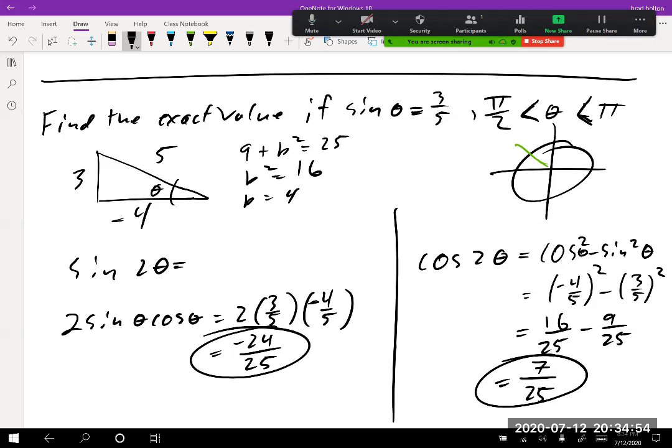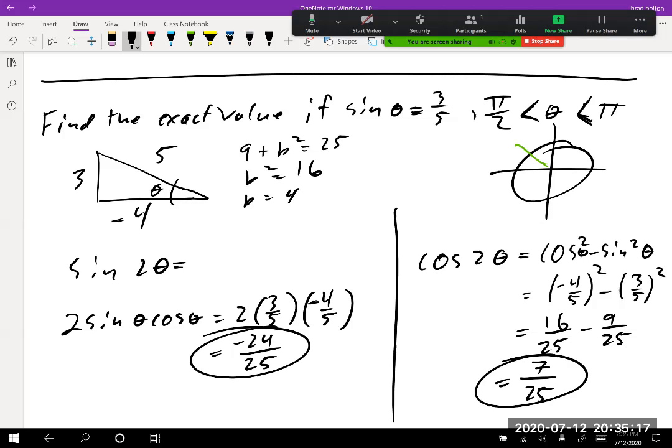And there you go. So that's how we can use our identities to help us find problems that are seemingly a little bit more difficult. And notice we never knew what theta was. We never found theta. We're just able to answer any questions they ask of trig functions because we know all the information we need. Okay.